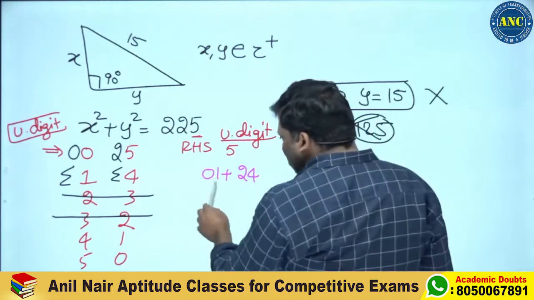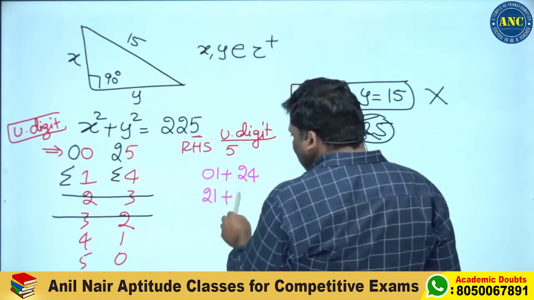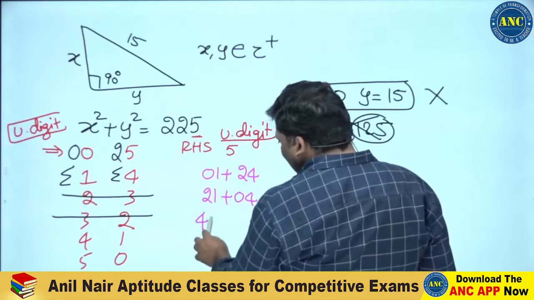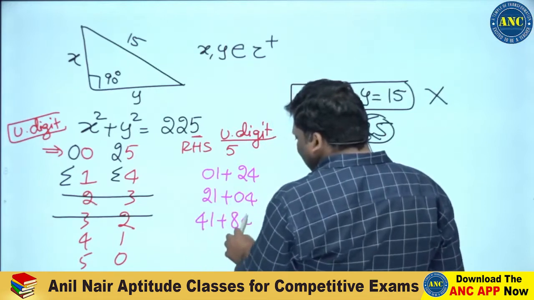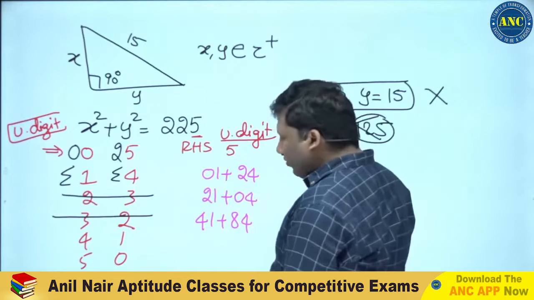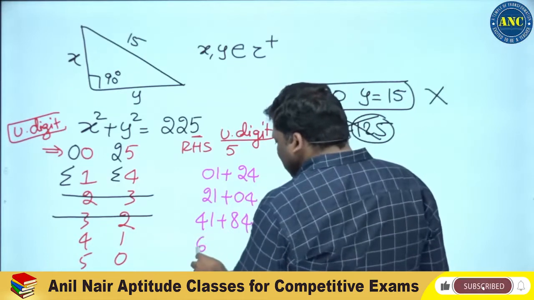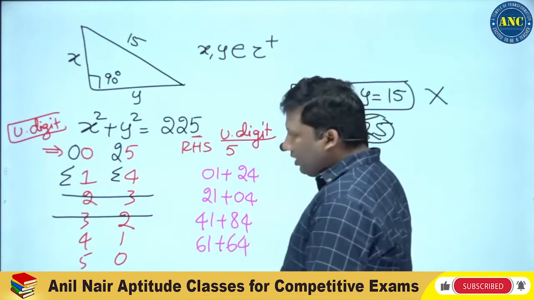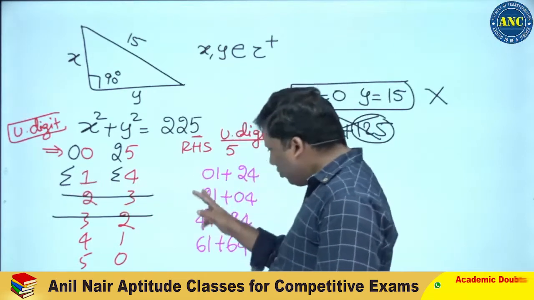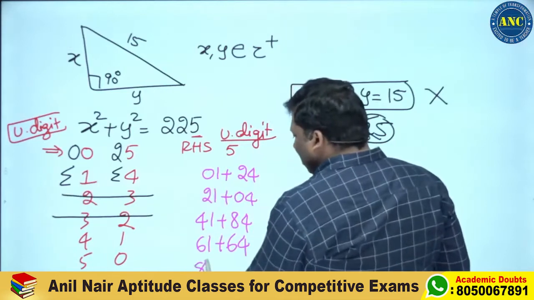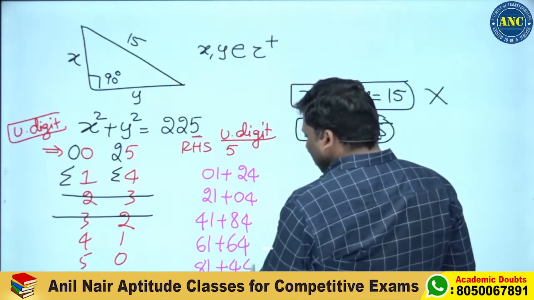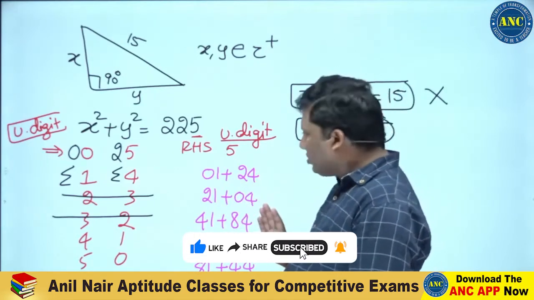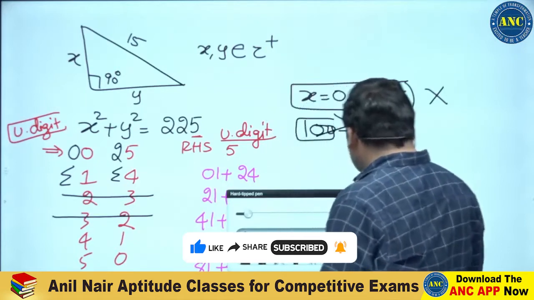If it is 01 plus 24, it is possible. Are you all with me? It should be even, right? 21 plus 04, it is possible. Next, even, 41 plus 84, 125, it is possible. 61 plus 64, 25, it is also possible. Are you all with me? The tens place is even. Then I move to 81 plus 44, 125. These are all the cases which are possible.